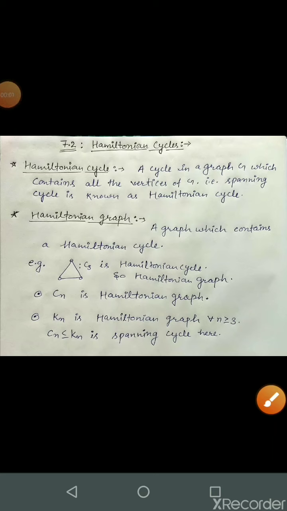Hello everyone, welcome back to IGT, that is Introduction to Graph Theory. This is lecture number 39 and this section contains 7.2 and Hamiltonian cycles.